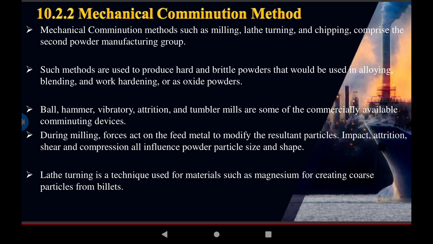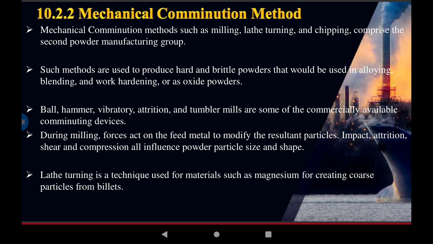Such methods are used to produce hard and brittle powder. In this operation, the hard and brittle powder is achieved, and it is used for alloying element blending, work hardening, and oxidizing of the powder. The powder is checked and tested; it is very loose, and after adding the other element it gains strong density, very high hardness, and good electrical and mechanical properties in making the powder.